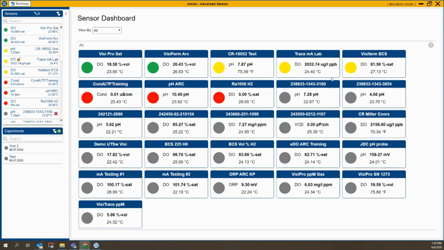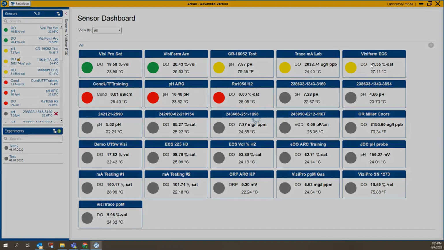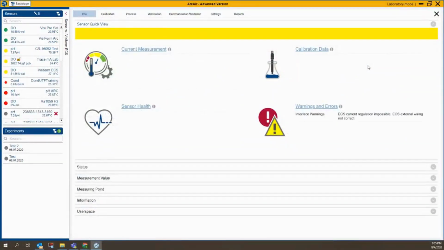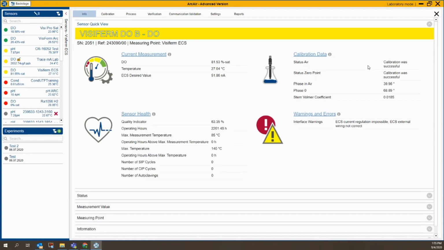The first one I'm going to go to is this BusyFirm ECS. I'm going to click on that. And this is a very common error message that we see. We see this error message called ECS current regulation impossible. ECS external wiring is not correct.